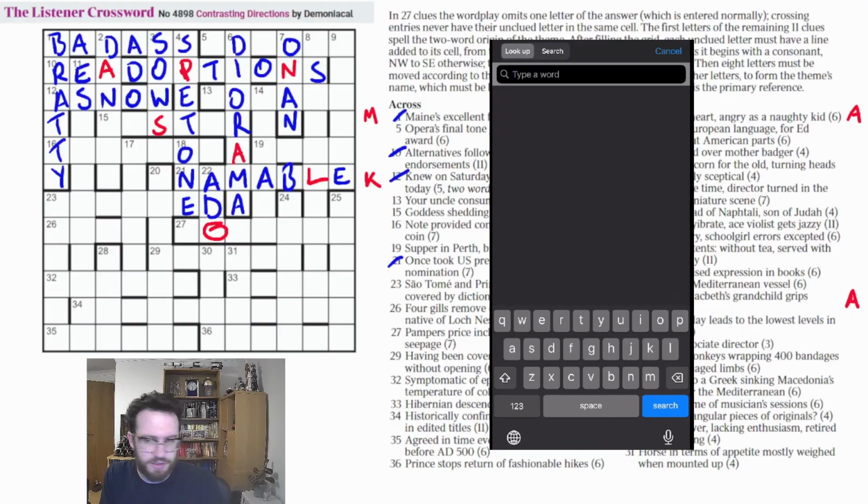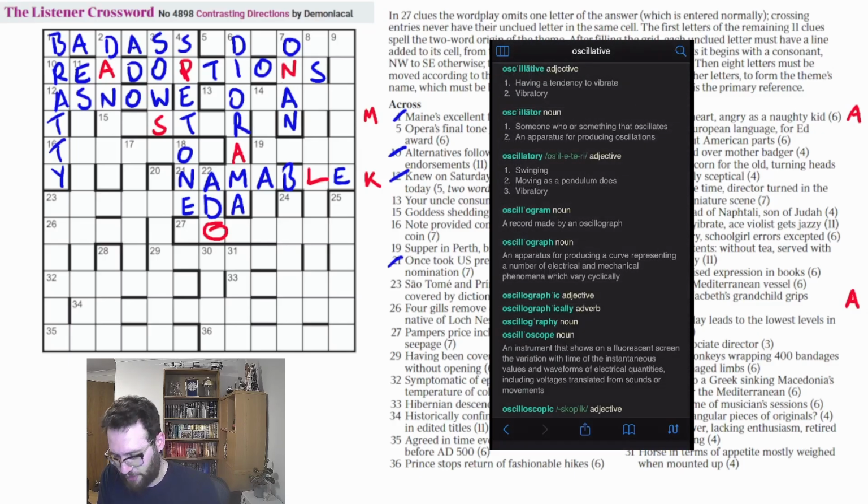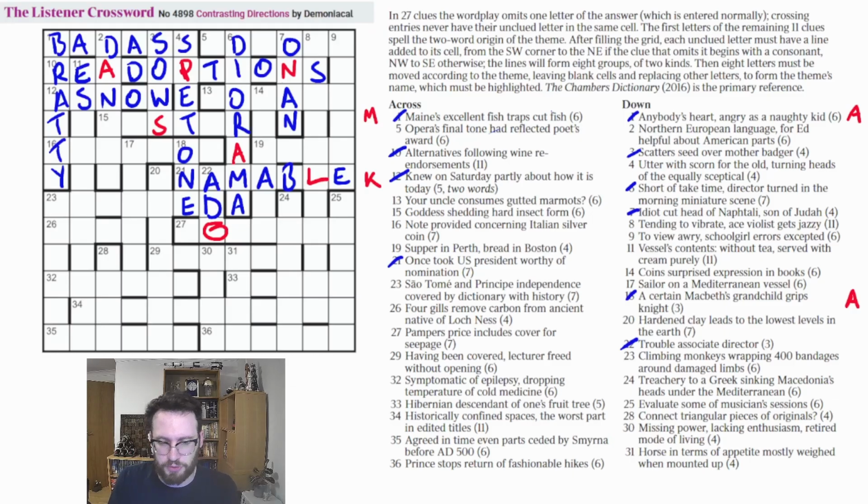Once again, I think I left the dictionary up, so you probably can't actually see the clue that I'm talking about. But yeah, 8 says tending to vibrate. Ace violist gets jazzy. Got to get better at remembering to take that down. So if it's oscillative, I see it having a tendency to vibrate. So I think that works. Another long one that's good.